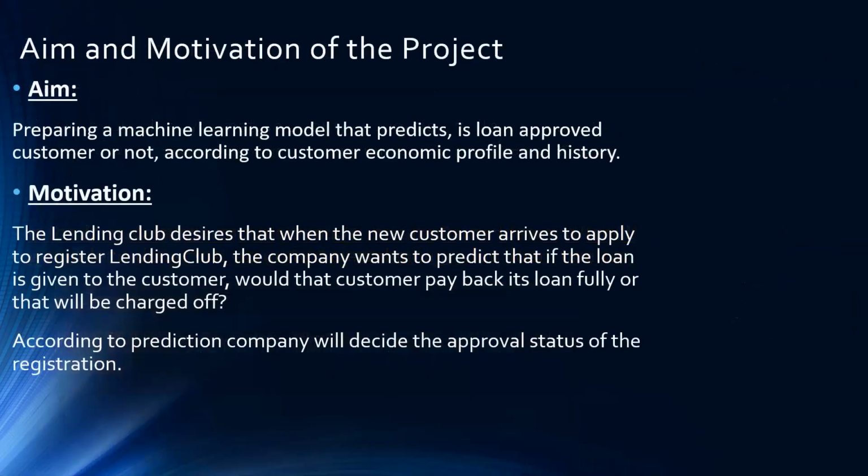I would like to give some information about the aim of this project. The purpose of this project is preparing a machine learning model that predicts whether a customer could pay the loan back or not before giving the loan to the customer. The motivation behind this aim comes from a scenario in which Lending Club desires a machine learning model from us that will be used for new customers who come to apply for a loan. Before giving them a loan, the company would like to see whether the customer would fully pay that loan or go bankrupt while paying the loan.